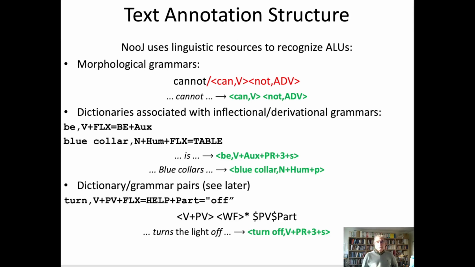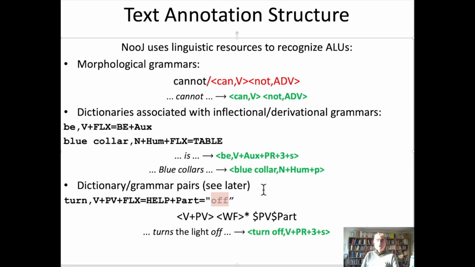Recognizing discontinuous frozen expressions is a little bit more complex. We need two linguistic resources, first a dictionary and then a grammar. Here in this example, the frozen expression to turn off, the phrasal verb turn off, is represented by this lexical entry that says turn is a verb with property PV, phrasal verb. This is how to conjugate it, and it has to be associated with the particle off.